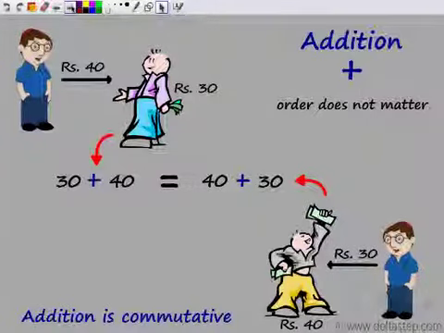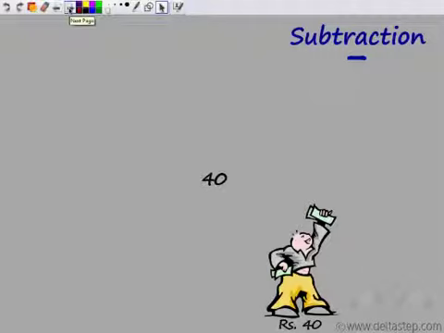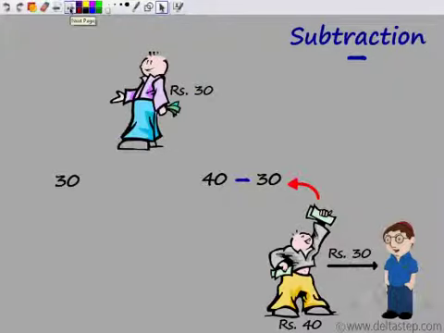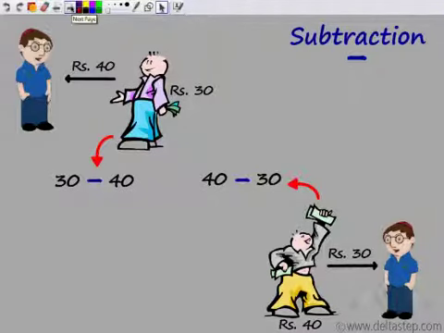Now what about subtraction? Let's say you had 40 rupees and now your friend is in need and he asks you for 30 rupees. So you'll have to give him 30 rupees. If you give your friend 30 rupees, you would be left with 40 minus 30. That is 10 rupees. What if you had just 30 and your friend had asked for 40 rupees?